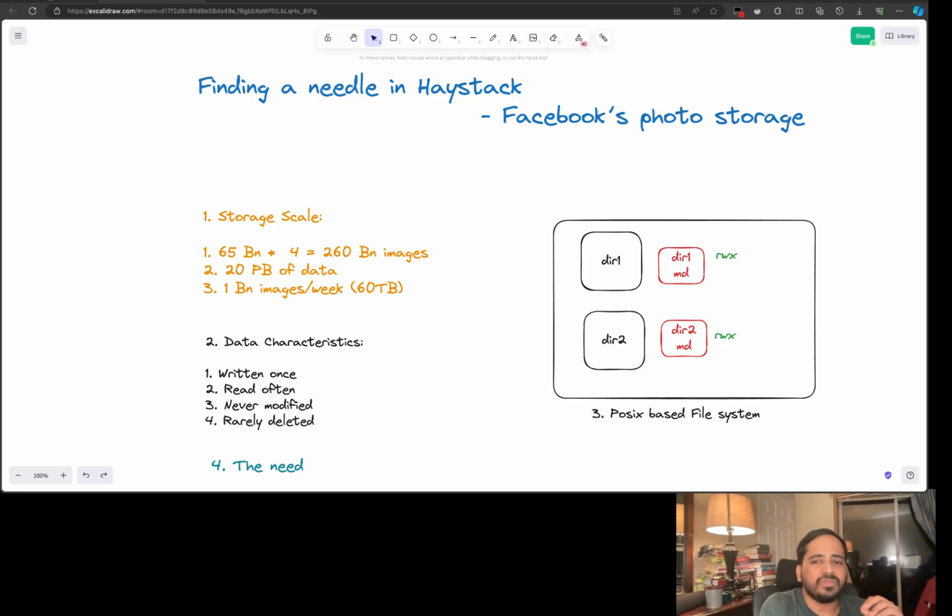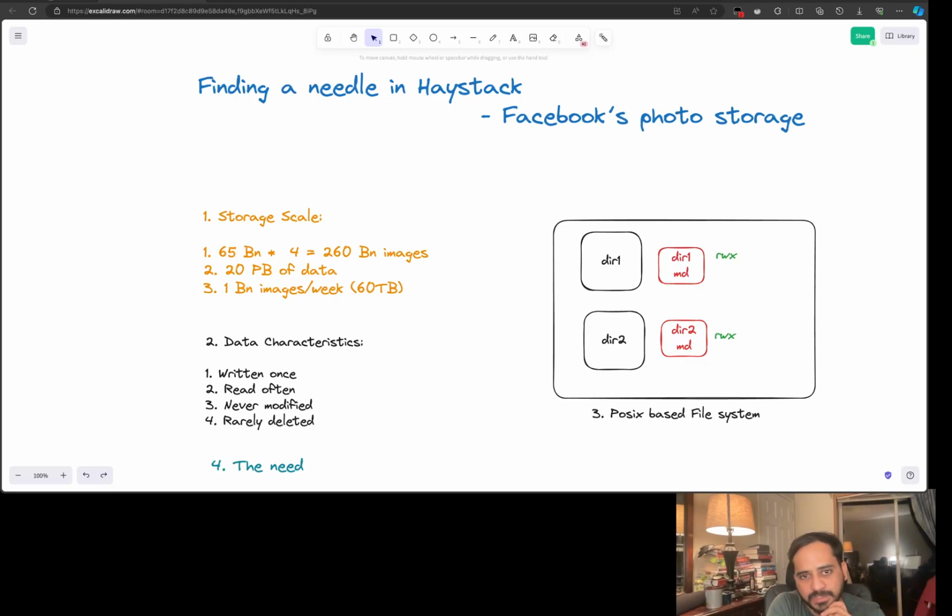So at the time of writing this paper, Facebook has about 260 billion images in its storage system, and these 260 billion images contribute to about 20 petabytes of data, and the scale at which this system operates is about a billion images per week worldwide, which is about 60 terabytes of data. So what challenges did it face?